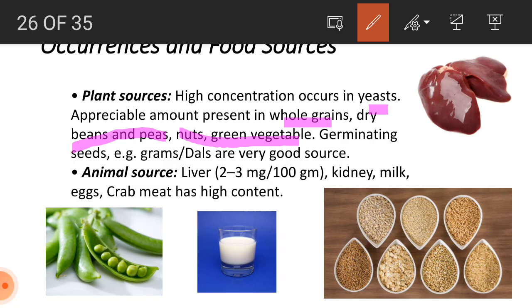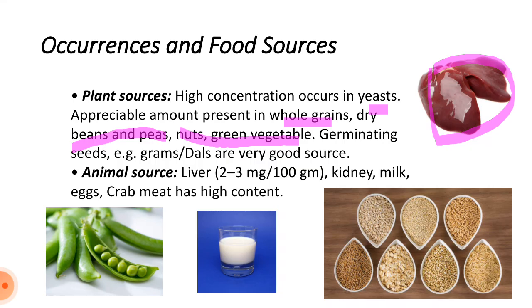Animal sources are liver, kidneys, milk, eggs, and crab meat. It has a high content of riboflavin. Milk also has riboflavin to some extent, which is an animal source.